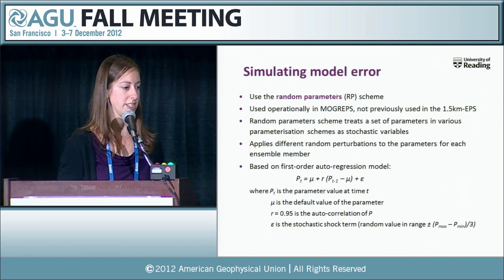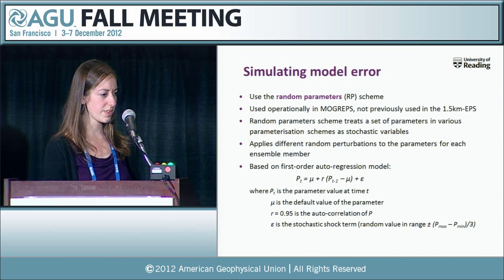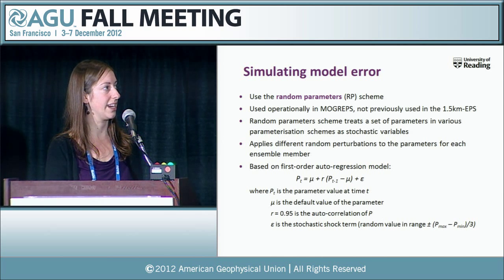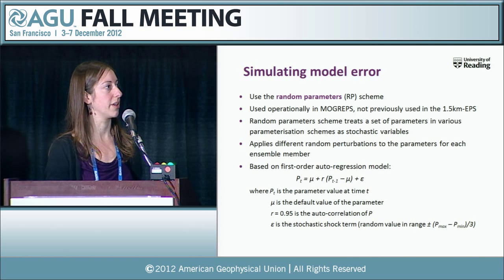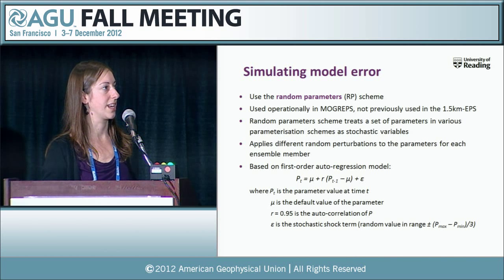The method that we've used to simulate model error is called the random parameters scheme. This is used operationally in MOGREPS-G and MOGREPS-R, but hasn't previously been used for a convective-scale ensemble.